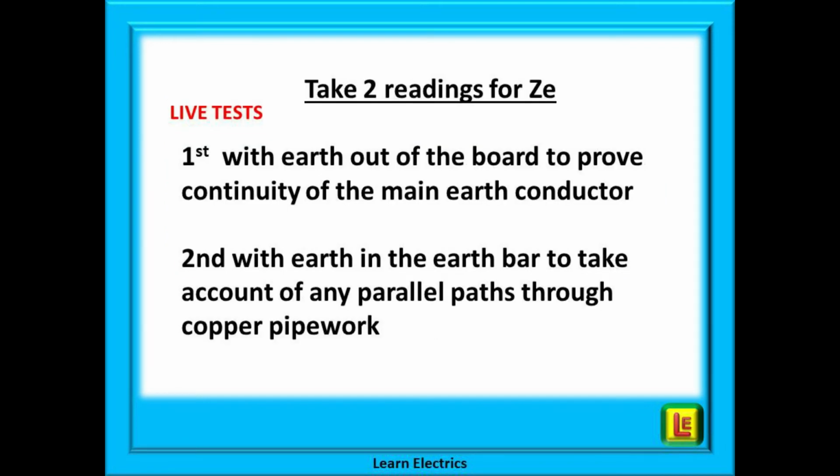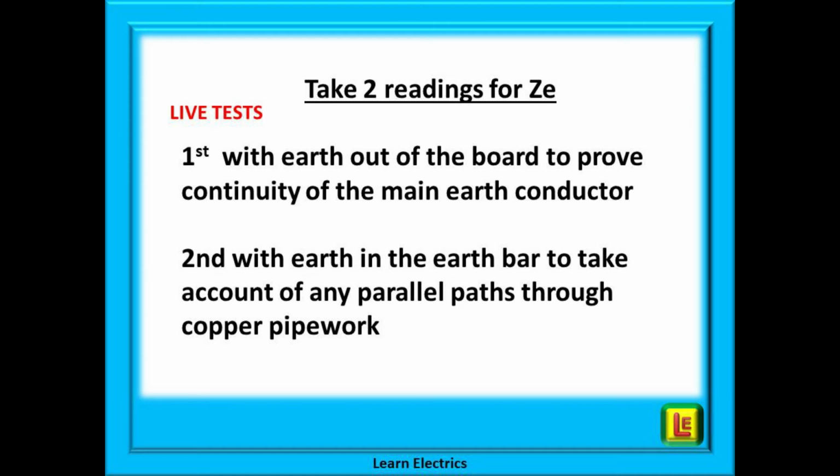To measure ZE, the external impedance, we should take two measurements. The first measurement is made with the main earth disconnected from the earth bar in the consumer unit. If we get a reading from this, then this will prove to us that the earth conductor is continuous and that we are not reading through any other conductors or pipework in the property. We are testing the main earth in isolation.